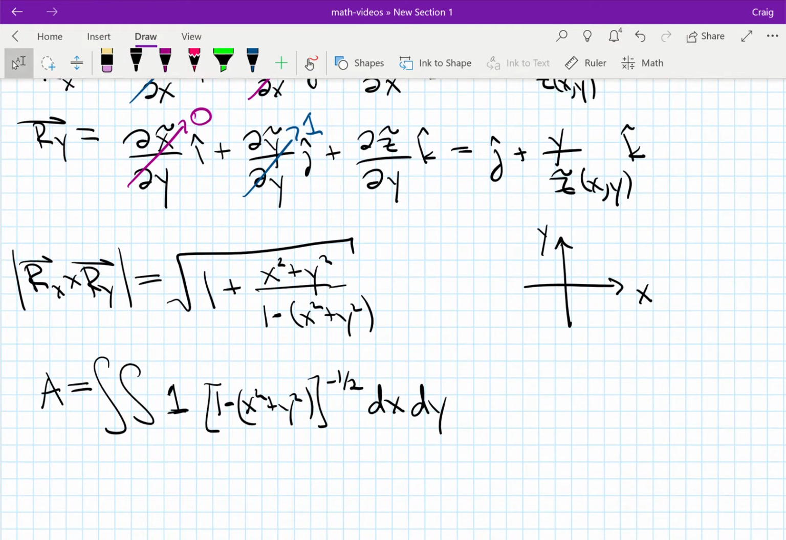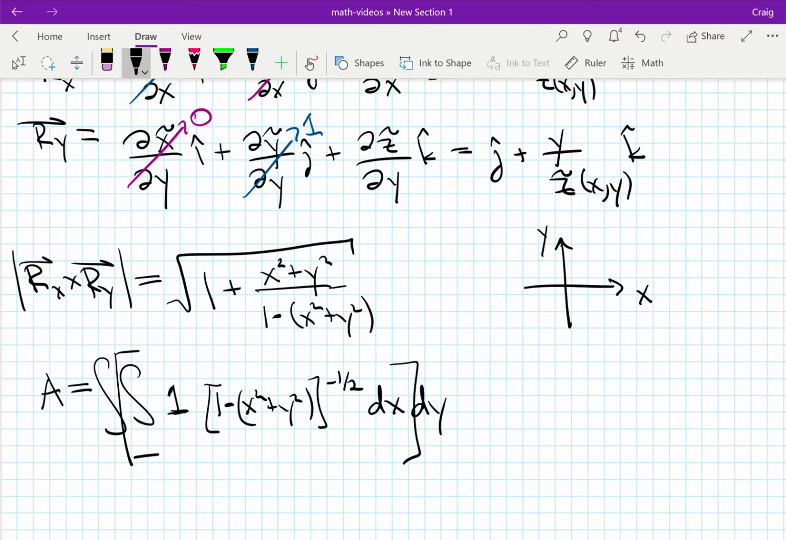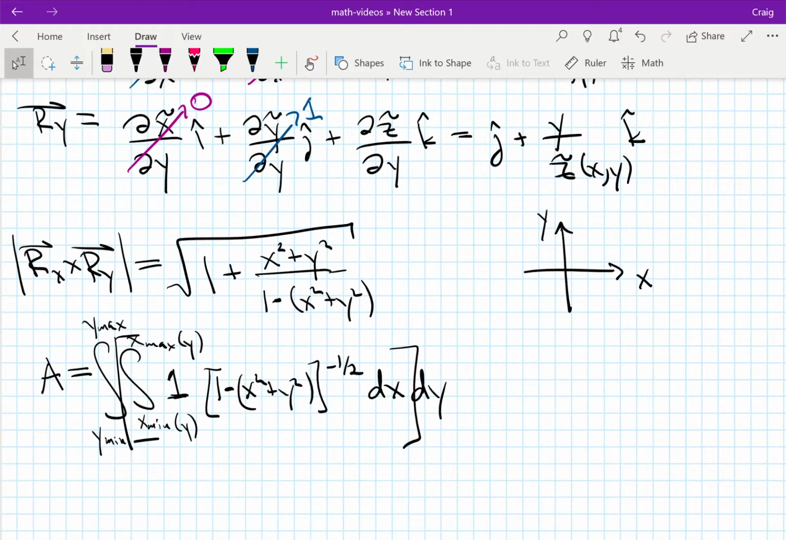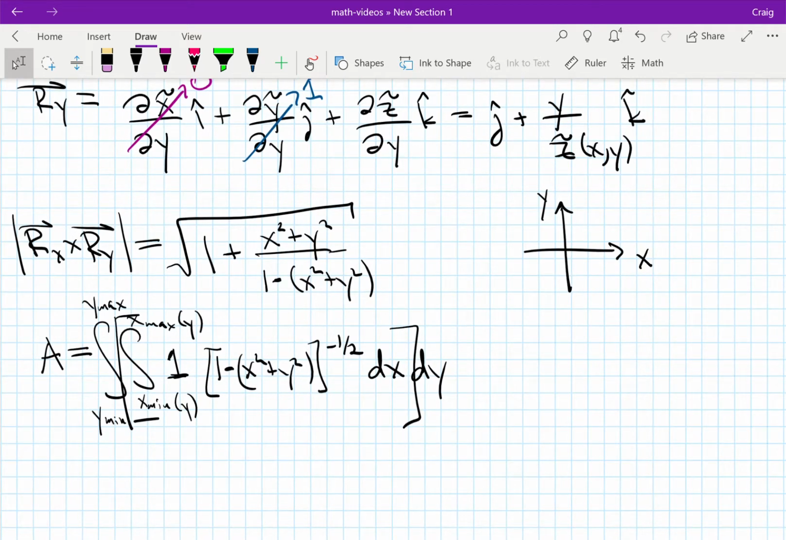But now I need to think really hard about my limits of integration. The inner integral, I should be considering integrating over x at a given y. So this will be x min as a function of y, and this will be x max as a function of y. And here we'll have y min to y max. Of course I could have also written the inner integral as an integral over y as a function of x. It doesn't really matter in this problem, it's symmetric, so I can go either way.